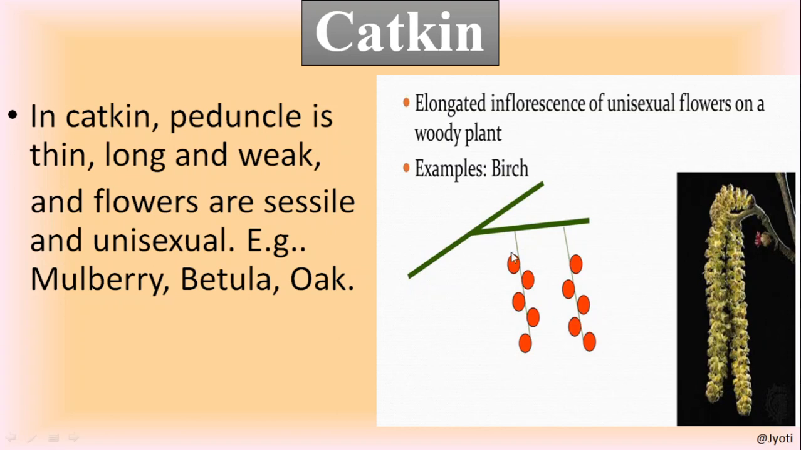Okay. So here this is the real picture of a plant that shows the arrangement of the flowers. So here you can see the peduncle is elongated and it is hanging downward because it is weak, but the flowers are sessile, attached to the peduncle directly. And one of the most important features is that the flowers present in it are unisexual. They may be either male or female. And this is seen in case of mulberry, betula, oak. Okay. So this is the characteristic feature of a catkin.